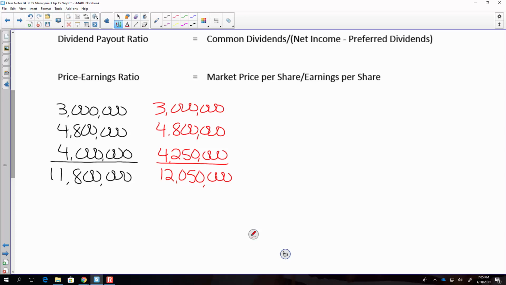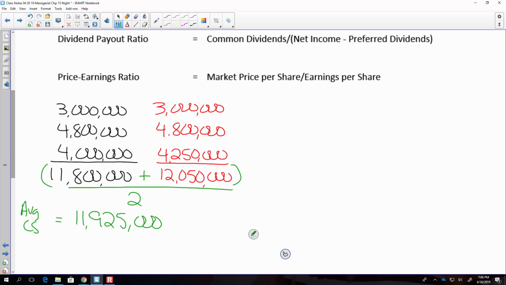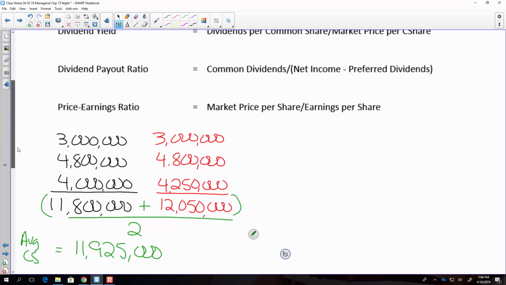So now that I have my beginning and ending, I can add the two together and divide by 2. So my average is $11,925,000. That's my average common stock. 11,925,000. So I finally have my number now for my denominator.